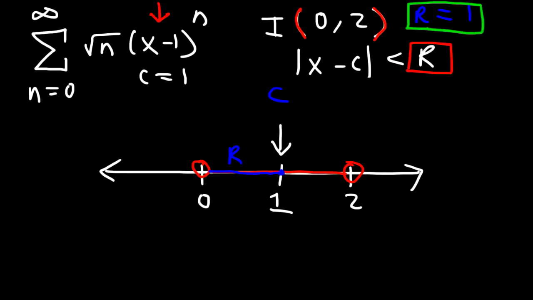So r is typically 1/2 of the length of the interval. So if it goes from 0 to 2, then if you take the difference between 0 and 2, which is 2, divided by 2, that's your radius of convergence. And so that's it for this problem. Hopefully this gives you a better understanding of it.